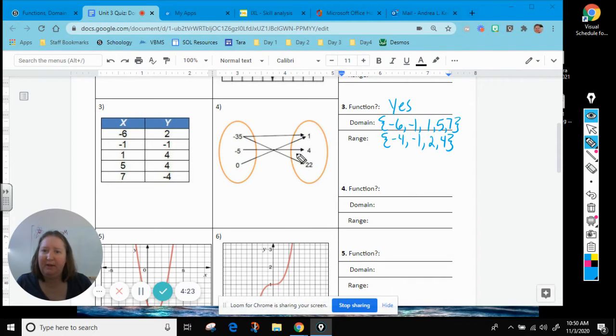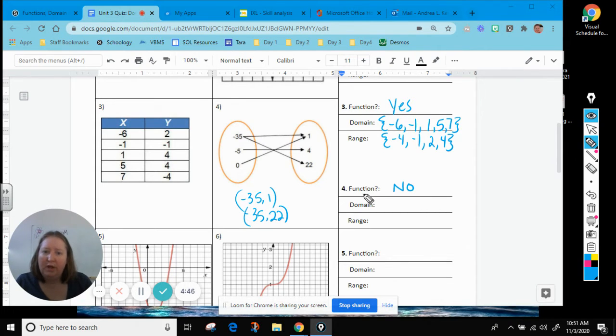All right, now I'm coming up here to this next one. This is a mapping. I see that there are 2 lines coming out of this one X value. So if I were to write this ordered pair, it would be -35, 1. But then there's also an ordered pair that's -35, 22. So those are repeating X values. So no, it's not a function.